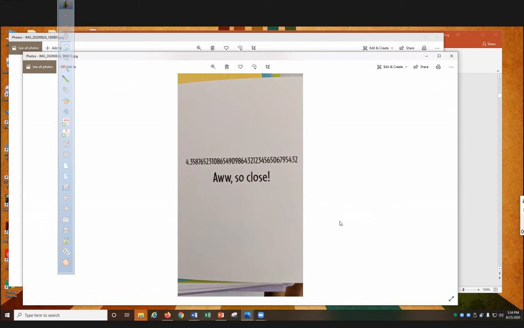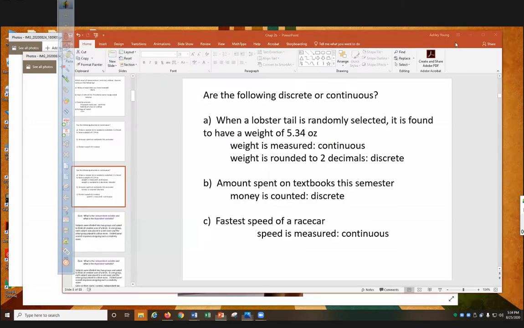So numbers between 3 and 5, there's an infinite number of numbers between 3 and 5. You can have an infinite number of decimal places. So there's just an infinite number of possibilities. Do you guys understand what we're saying? Yeah. So the beauty of that is that it's continuous. There's an infinite number of possibilities between any two numbers.